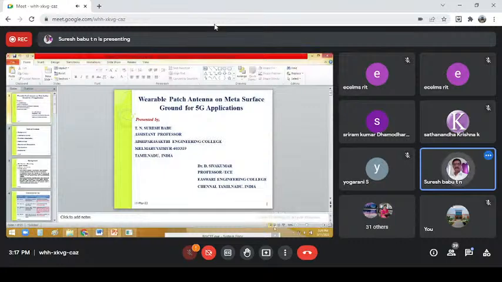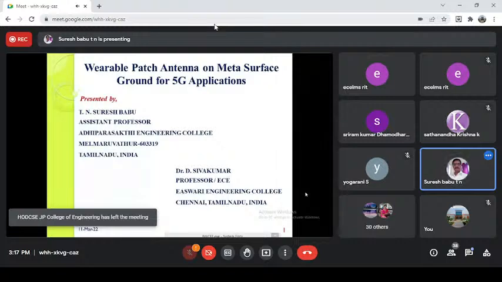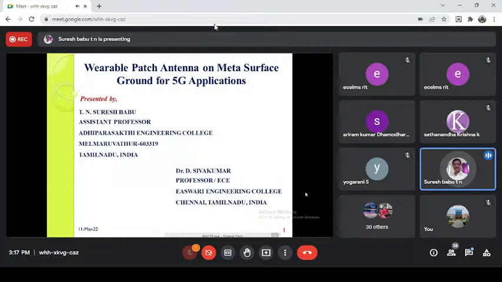Is the screen visible? Yeah. Yes. So good afternoon to all. I am T.N. Suresh Babu, research scholar, under the guidance of Dr. D. Sivakumar, Professor, ECE Department, Eswari Engineering College. So my title is Variable Patch Antenna on Meta Surface Ground for 5G Applications.